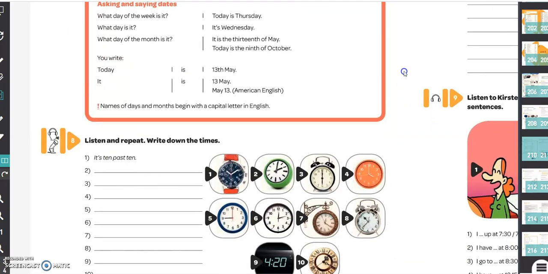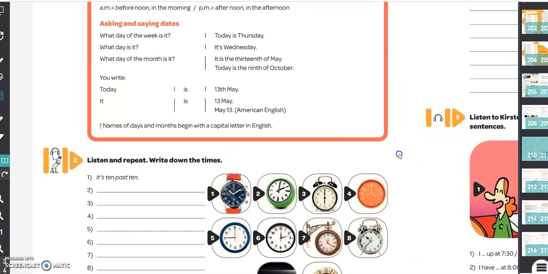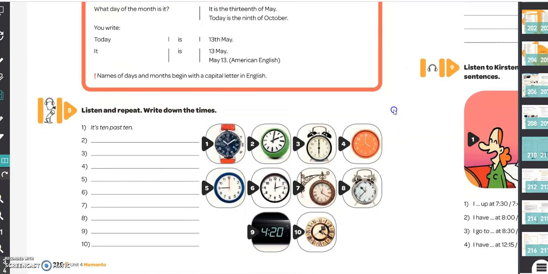Then exercise 8. Listen and repeat. You don't have to listen to it. You just write down the times. And so have a look at the different clocks. So you use it's or it is, and then you write it down. And so, for example, it's 10 past 10. So the first one is already written down. So you do this for the rest of the clocks.